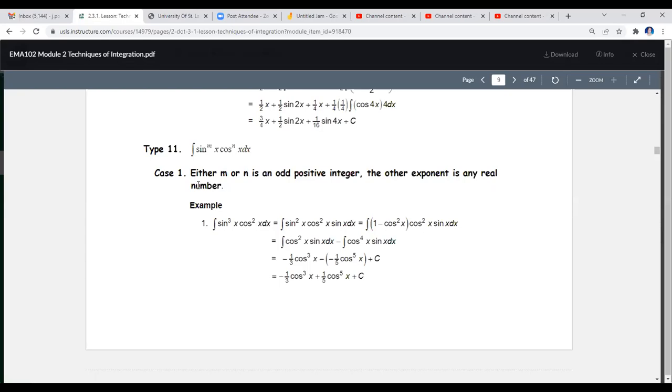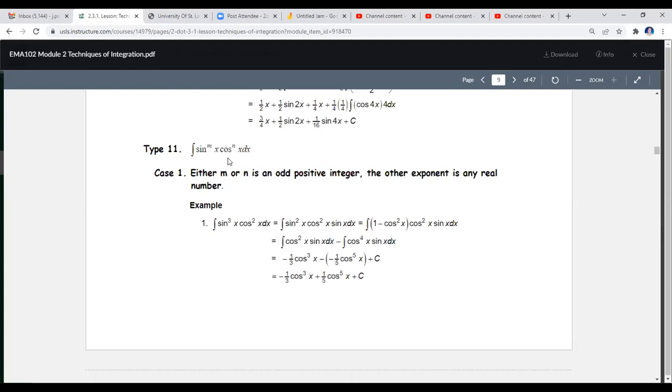So what does this mean? If the exponent of the sine is odd and positive, the exponent of the cosine can be any real number. The same goes true if it's the cosine which is raised to an odd positive exponent. The exponent of the sine this time could be any real number. Do you get it? So either of the sine and the cosine can be raised to an exponent which is odd and positive. So either of the two.